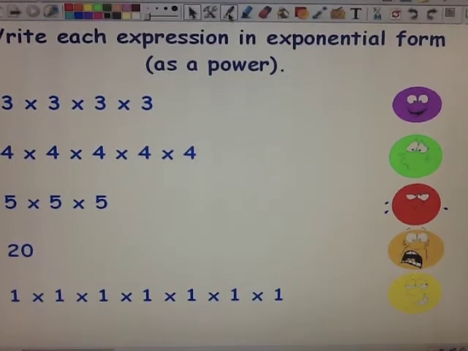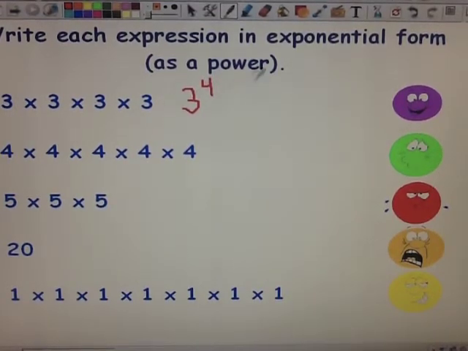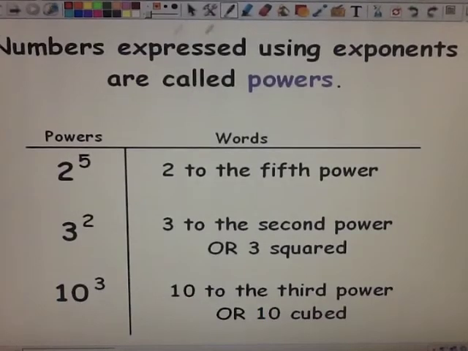To write it as a power, we look at the factor. What is the factor being repeated? It is a 3. That is our base, our big number. And then our exponent is going to be how many times it was written. How many times do we see it? We see it 4 times. That is our exponent, or our power. So we would read this as 3 to the 4th power.